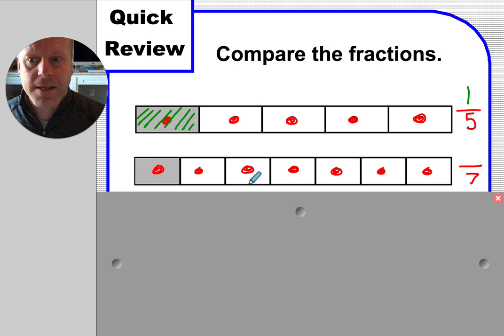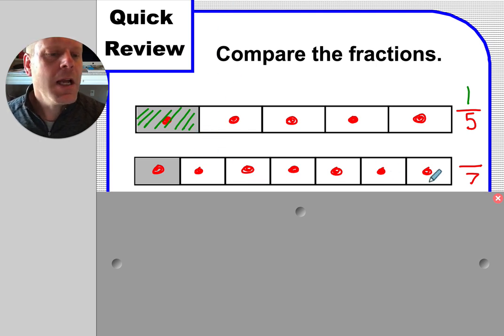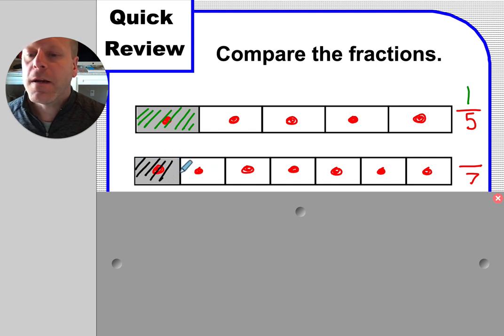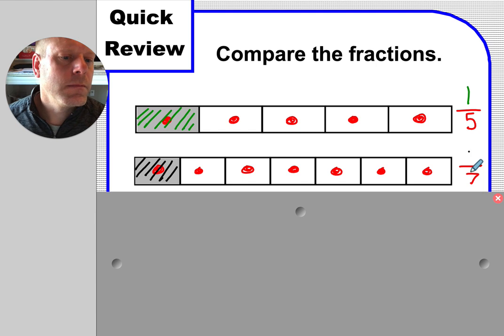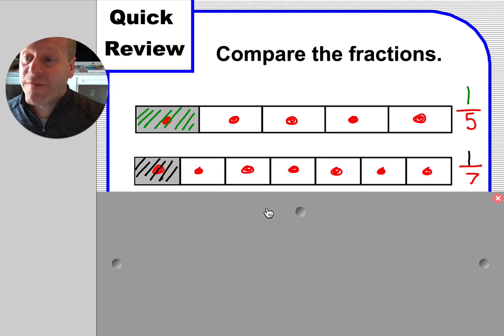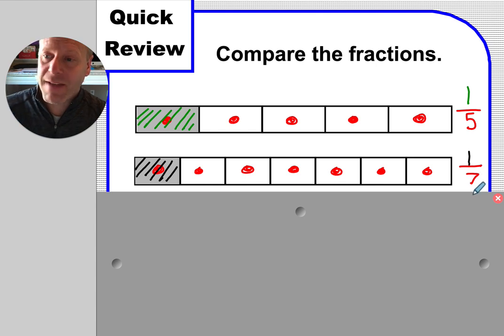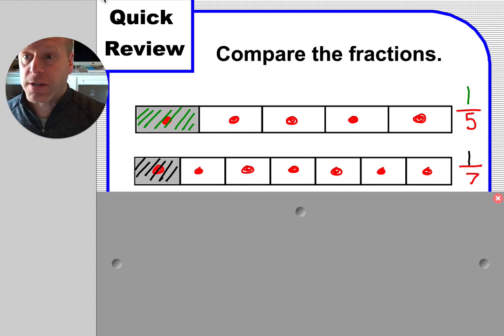These pieces, though, aren't the same size as the ones above here. How many of them are shaded in? Well, let me see. Just one of them. So I wouldn't call this 1/5. I would call this 1/7 or 1 out of 7. So here are two fractions. One is called 1/5. One is called 1/7.